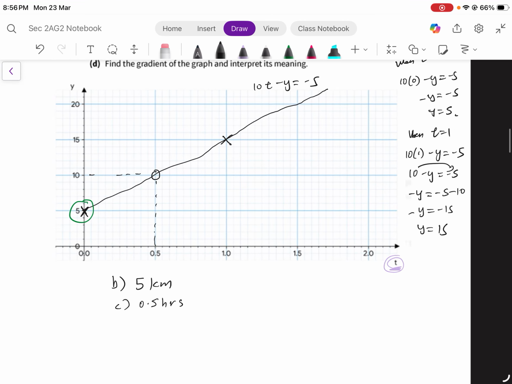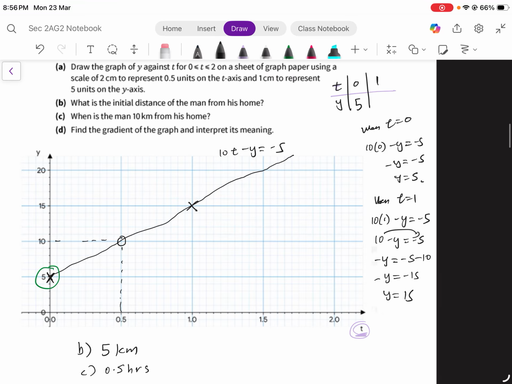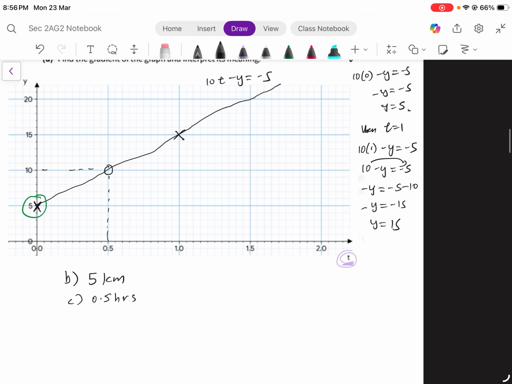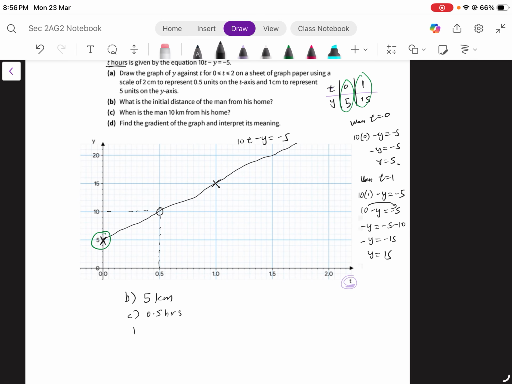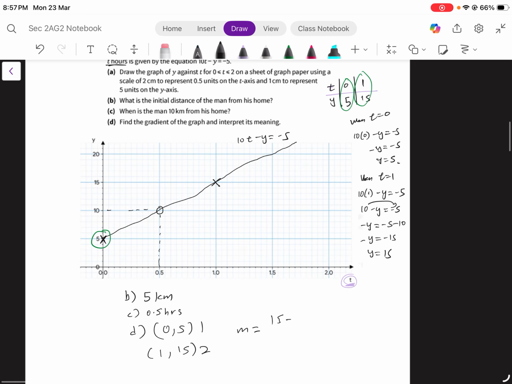Okay, then again, find the gradient of the graph. We can take any 2 points. We can even take these 2 points, right? We can take this as point 1, point 2, because the gradient will be the same no matter which 2 points you take. So we take (0, 5) as point 1 and (1, 15) as point 2. Our gradient will be (15 minus 5) over (1 minus 0), so it's 10 over 1, which is 10.